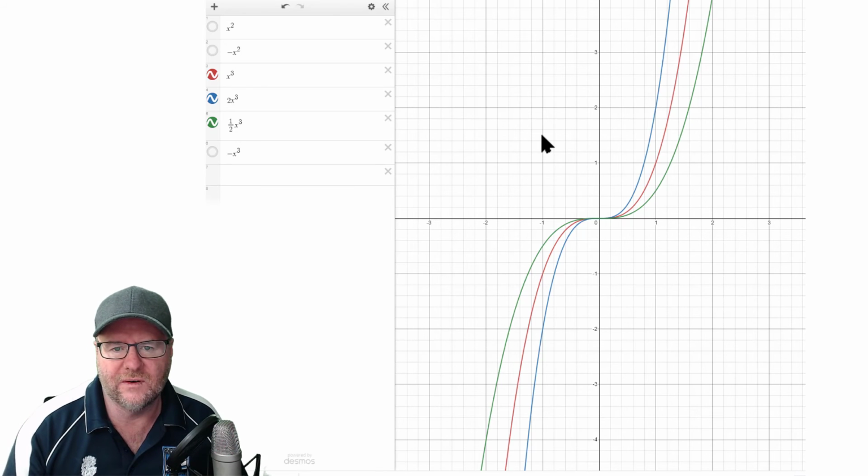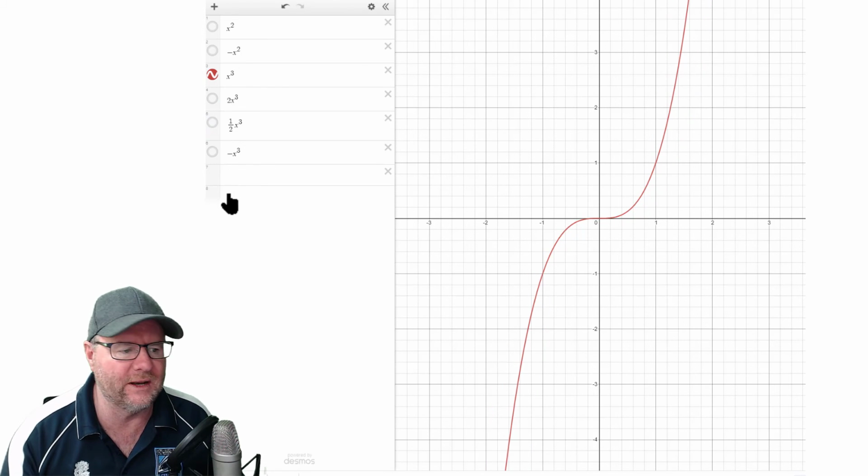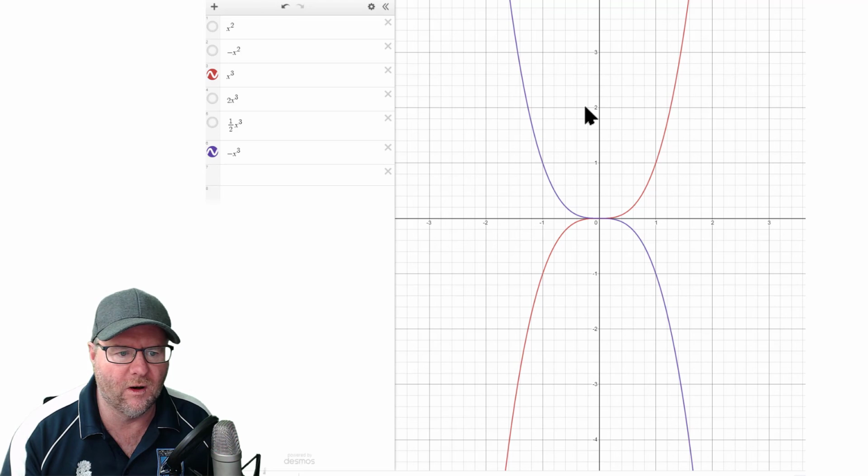The last variation we want to have a look at, what if we had negative x cubed? Well, let's get rid of these ones. So there's x cubed on our graph. Negative x cubed is kind of like flipped in a sort of mirror along the y-axis here. Right, so negative x cubed looks like this line.